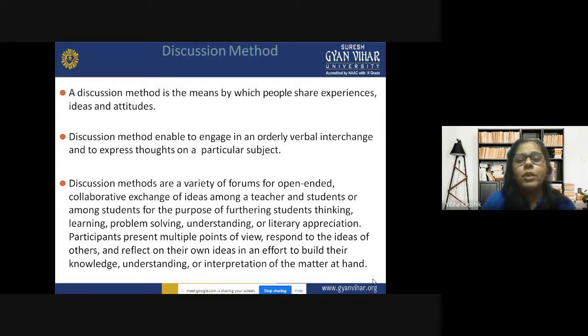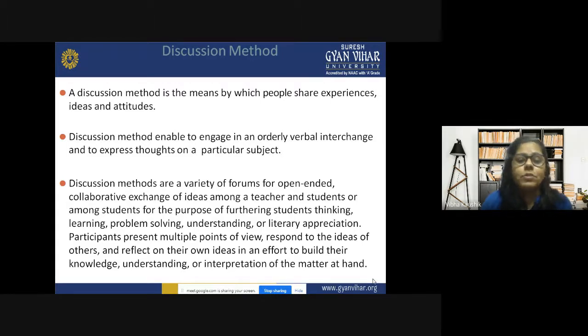Discussion methods are a variety of forms for open-ended, collaborative exchange of ideas among a teacher and students or among students for the purpose of furthering student thinking. It can be done among a teacher and a student or among students themselves, with the aim of furthering students' thinking, so that their thinking will develop. Their learning will develop. Problem solving, they will develop the concept of problem solving, how to solve a problem. Understanding, they will understand a concept in a better way.